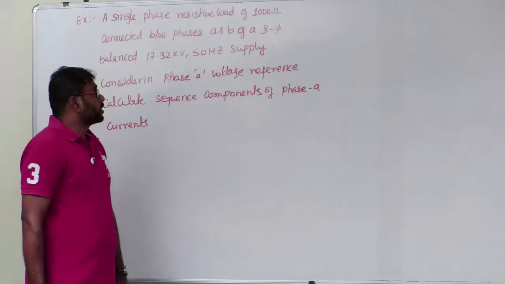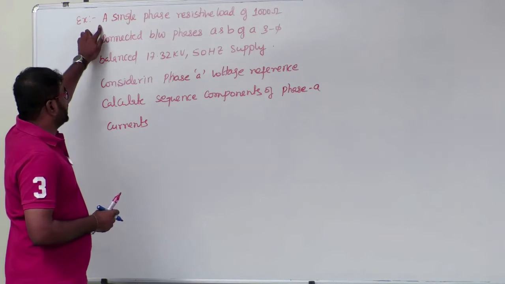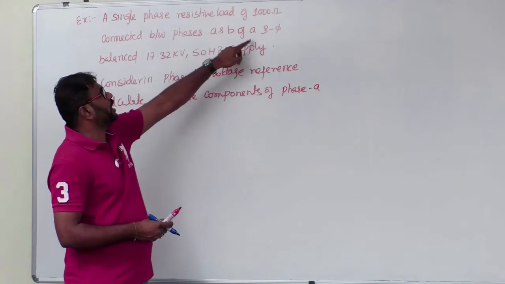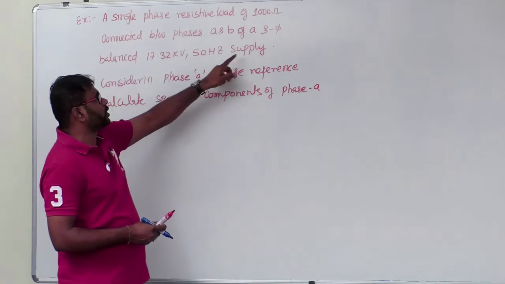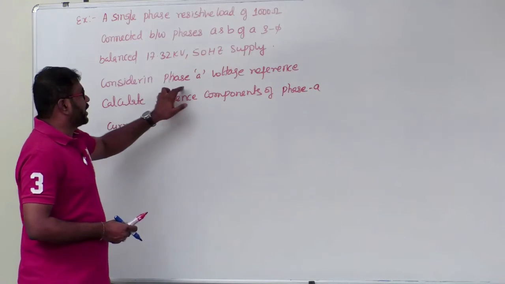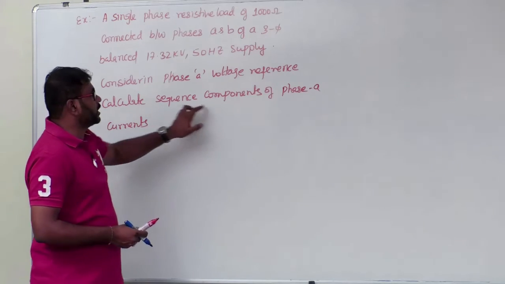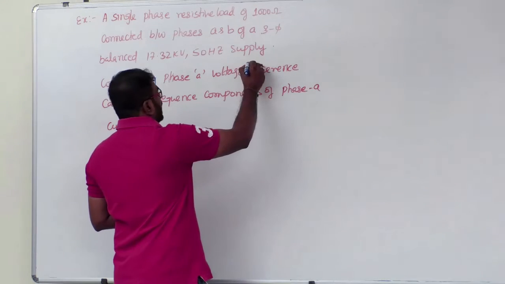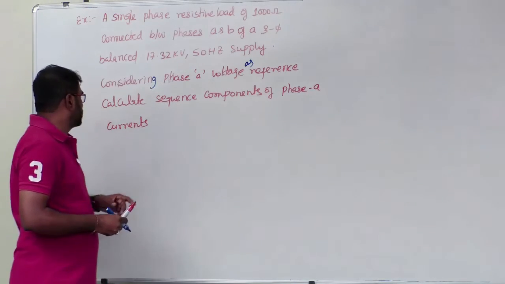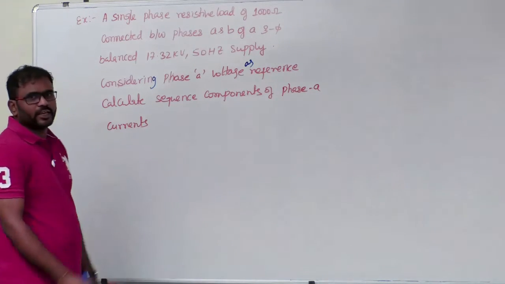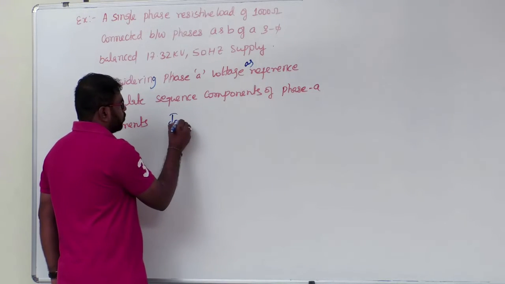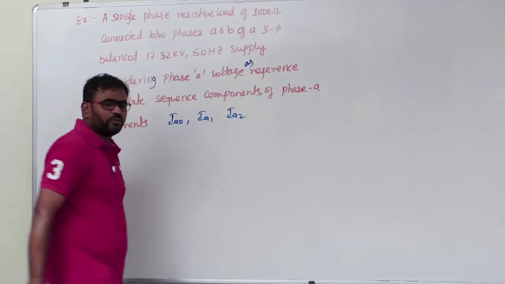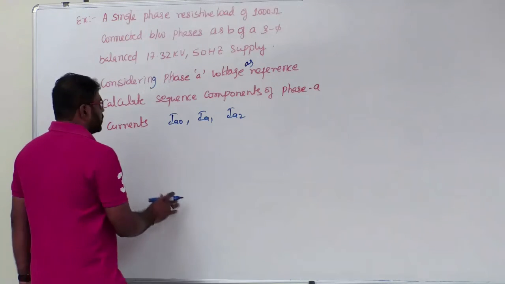Now coming to this example. It is clearly mentioned that a single phase resistive load of 1000 ohms is connected between phases A and B of a 3-phase balanced 17.32 kV supply. Considering phase A voltage as reference, calculate the sequence components of phase A currents. That means he is asking to calculate what is IA0, what is IA1 and what is IA2. But before that we need to know what is IA, IB, IC. Let's see what is mentioned.